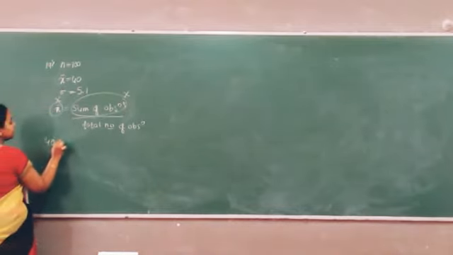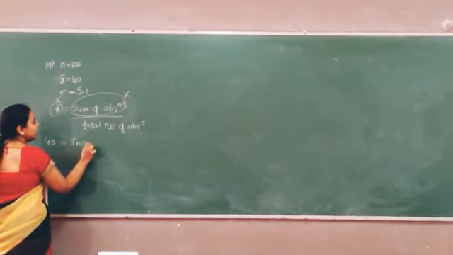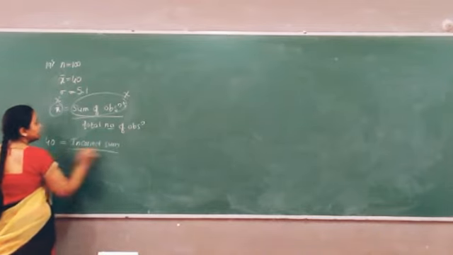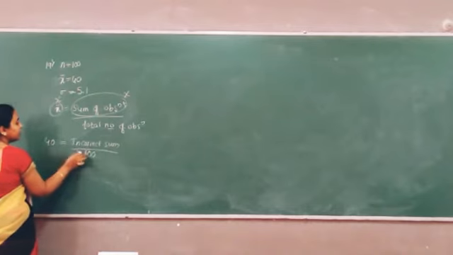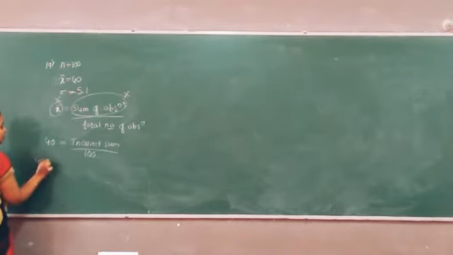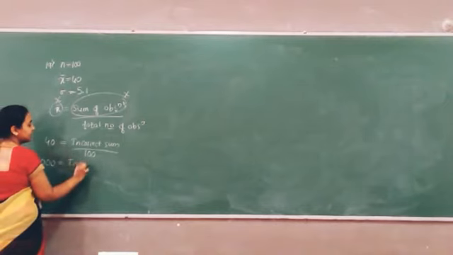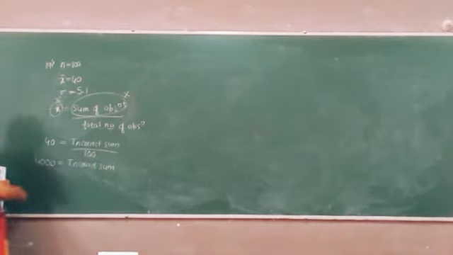So what is the mean given? It is 40 is equal to the incorrect sum divided by the total number of observations. How many are there? 100. So 40 into 100 is 4000. What is this 4000? It is the incorrect sum. But how can you calculate our correct sum? The correct sum is given by the formula.